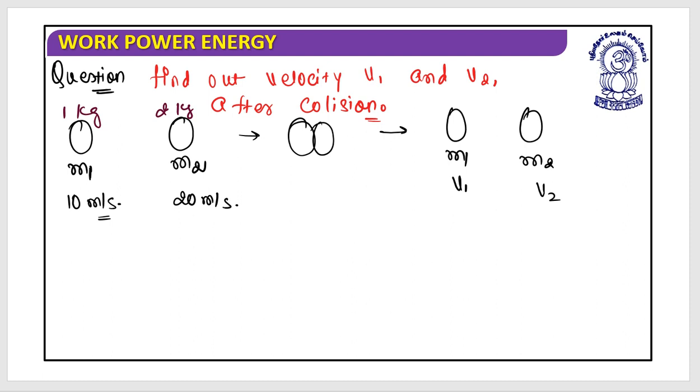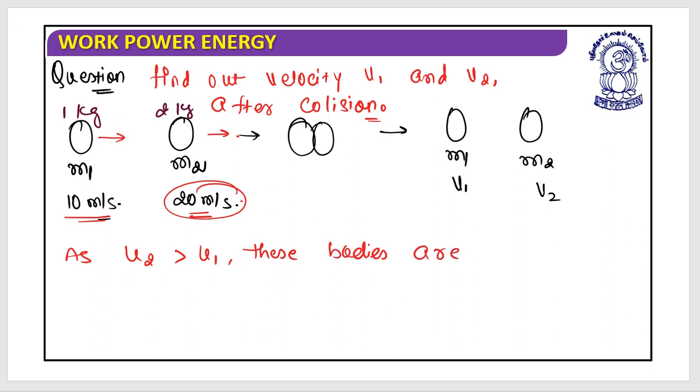Let me help you guys. Think about it: do these bodies collide? Is a collision possible? Look at this. This is moving with 20 meters per second in this direction, and this is moving at 10 meters per second in this direction. As u2 is greater than u1, these bodies are not going to collide anywhere at any time. I hope this is clear.